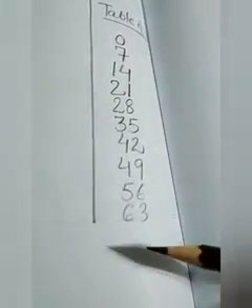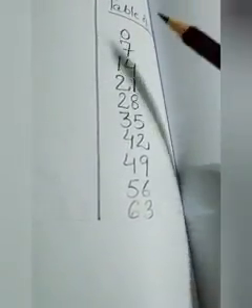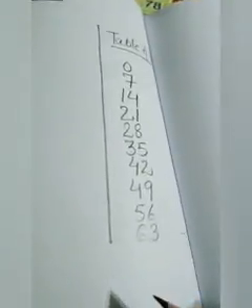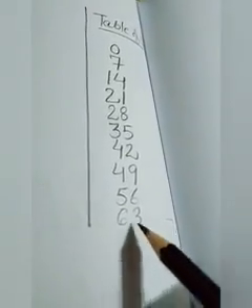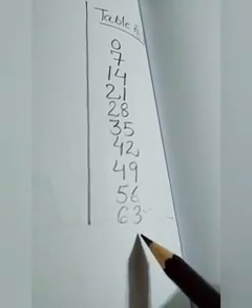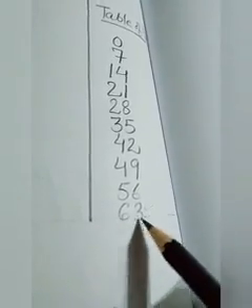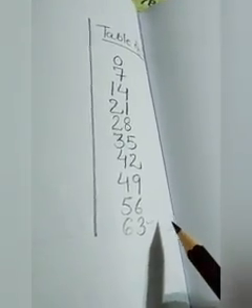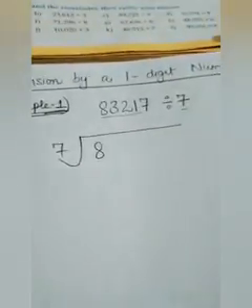From 0 to 9 we need the table from 0 to 9. Yes, there is no need to write 7 tens the 70. There is just need to write up to 9. 7 nines the 63. Yes friends, now see how to do division.